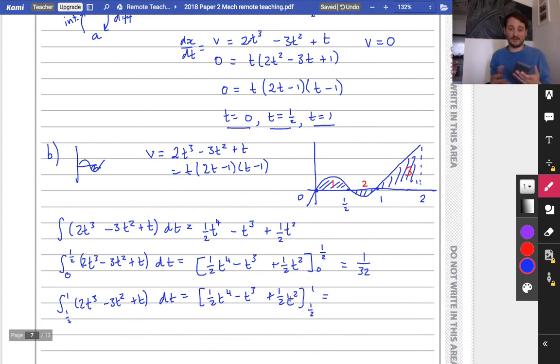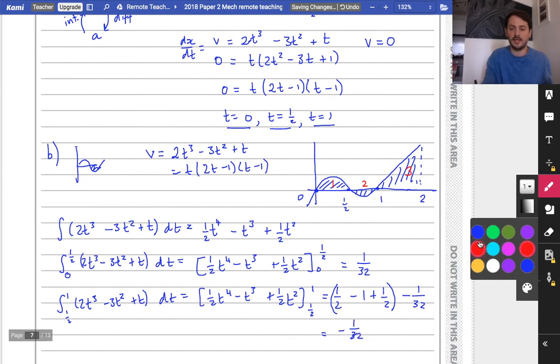Well, 1 to the power of anything is just 1, so it's going to be a half minus 1 plus a half. That's when you substitute in 1 to all of this. And you're going to subtract what happens when you substitute in a half. Well, we already know when you substitute in a half, you get 1 over 32. Well, a half minus 1 plus a half is just 0. So it's 0 minus 1 over 32.